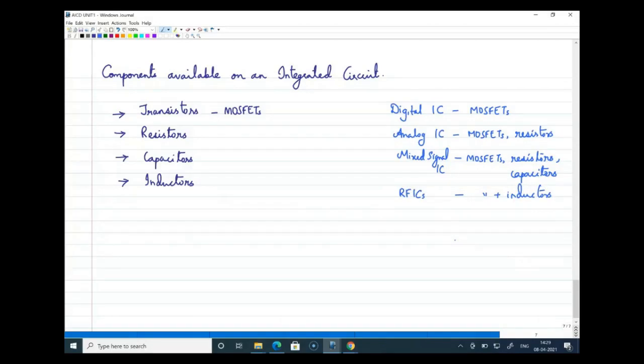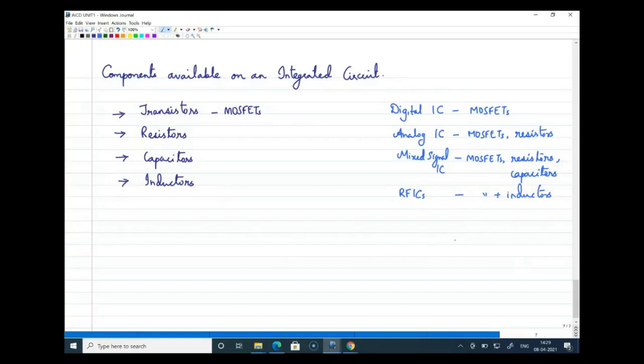So when I talk about radio frequency integrated circuits, which are circuits which work at high frequency, in most of the cases we definitely use inductors, right? So based on the components available on an IC, this is how we classify. When I say classification, this is not a very strict way of classifying things, but this is just to understand or to differentiate that there are different functions implemented on an IC.